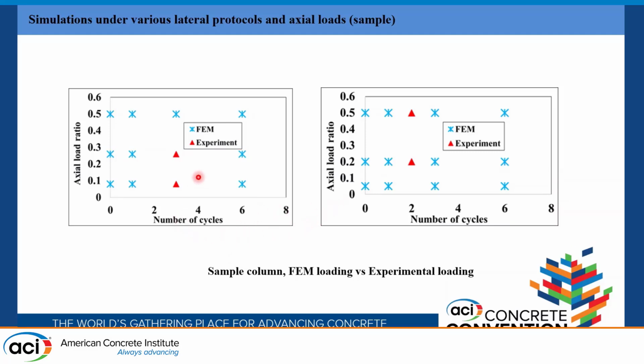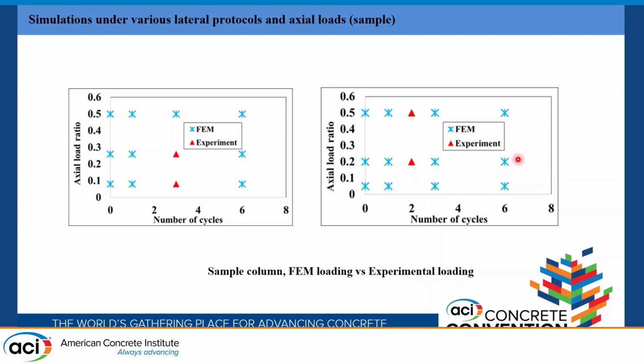You can see that the experimental result is the red one, the triangle. We have it for 3 cycles and the axial load of 0.25. But we tested under 0 cycle, 1 cycle, 3 cycle, 6 cycle, and different axial load levels, 0.5, 0.25, and 0.1. On the other one, on the different column, again, the experimental test was on 2 cycles, 0.5. We tested on the different axial load levels, 0.5, 0.2, and 0.05, and on the different lateral loads, 0, 1 cycle, 3 cycle, and 6 cycle.